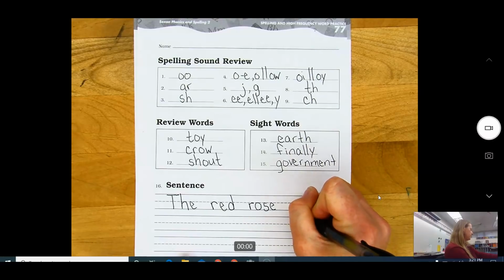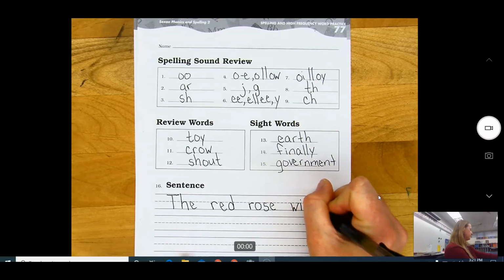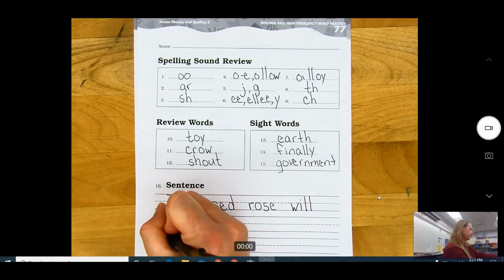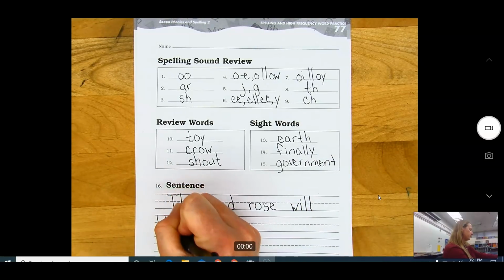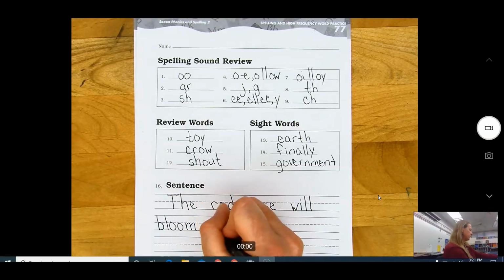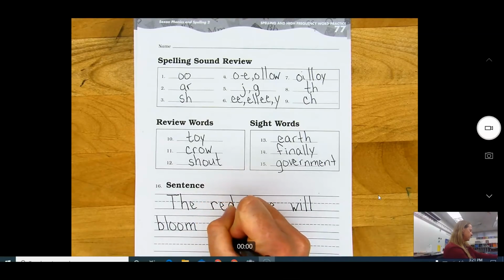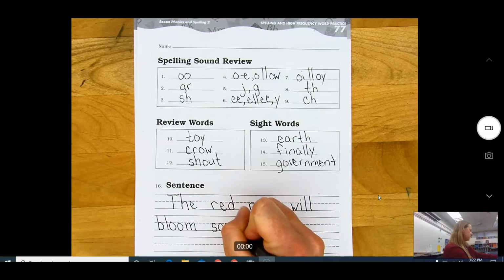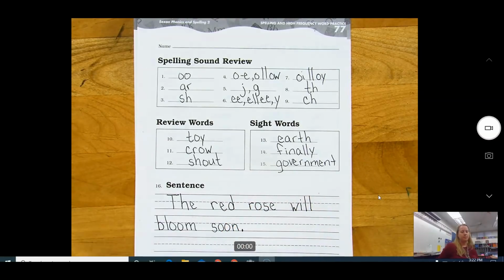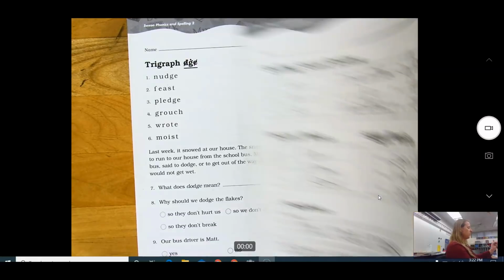Will bloom soon. Period. That is a statement type sentence. Okay, you need to catch up, pause the video, otherwise we are going to move on.